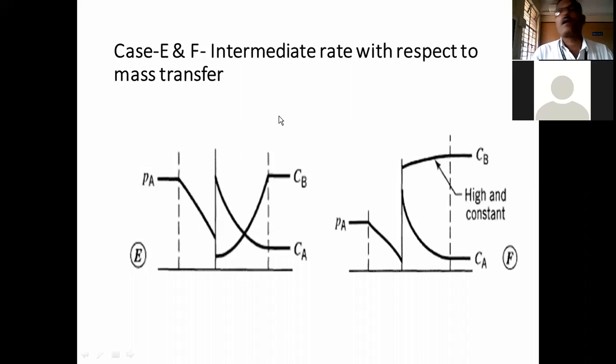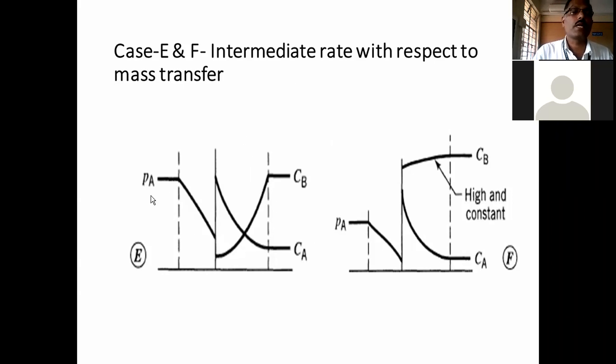Now case E and F. Instantaneous reaction is over, then fast reaction is over. Now the third case, that is cases E and F, is the intermediate rate of reaction, intermediate with respect to mass transfer. Case E is the second order type intermediate reaction, and case F is the intermediate reaction with high CB. Here we explain both E and F.